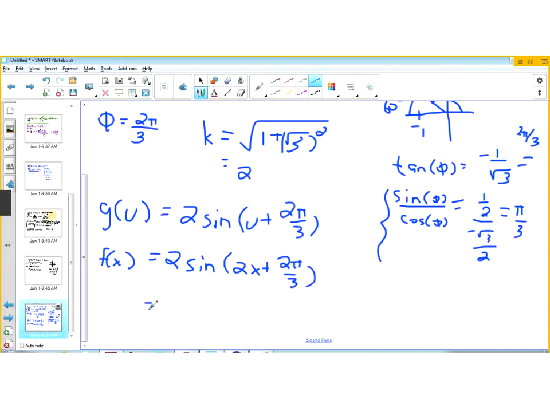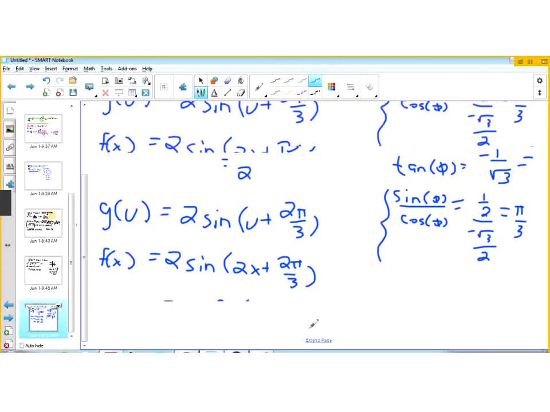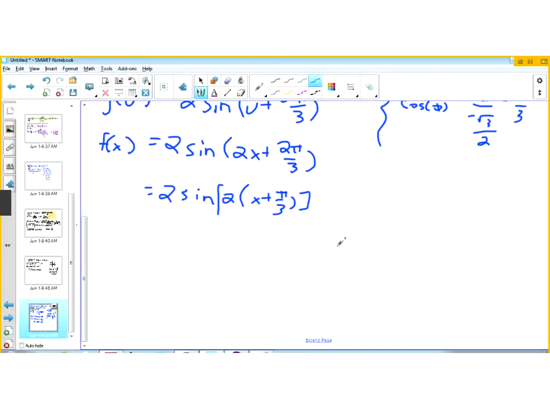Okay, and so we're almost there. So now this would equal 2. Now to get the period, we have to factor out 2, and that would be x plus pi thirds. So our phase shift would be pi thirds to the left. Okay, so we have that result.